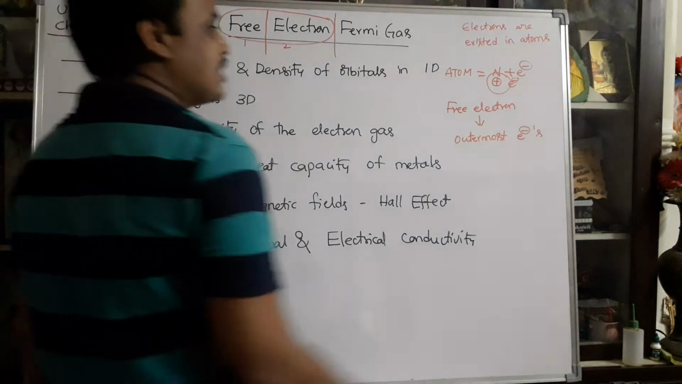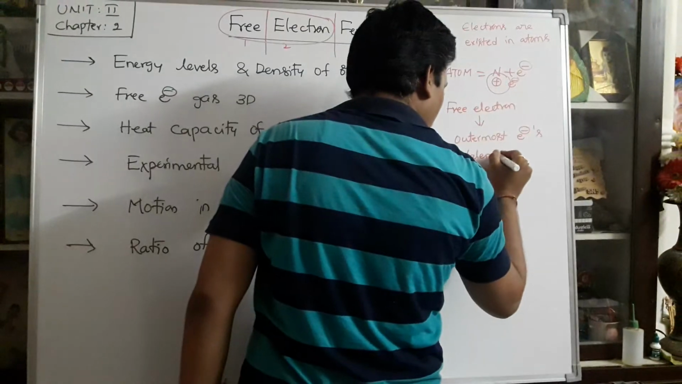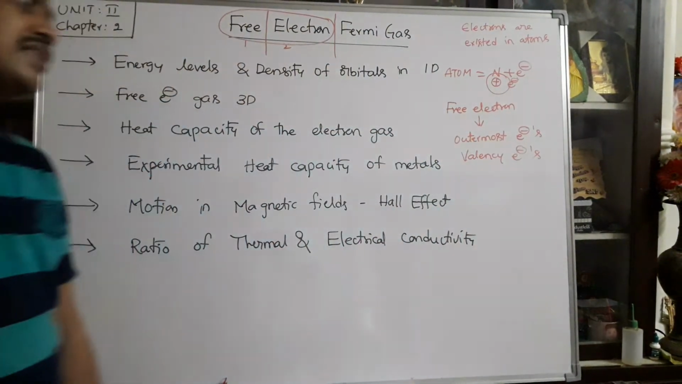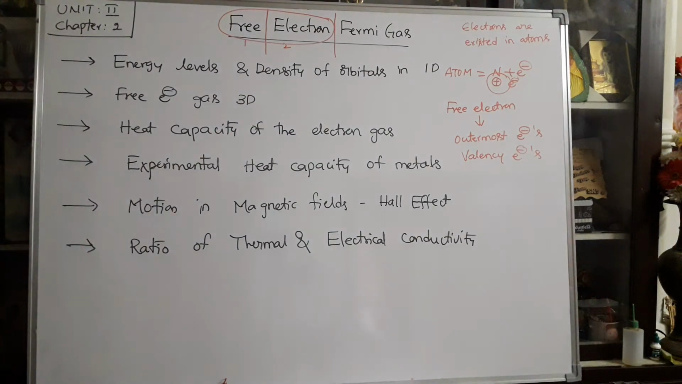In simple language, the outermost electrons are nothing but valence electrons. Outermost electrons, otherwise simply called valence electrons, can be called free electrons. What is meant by free electron?